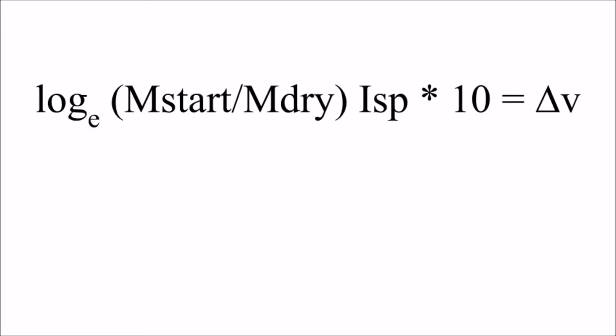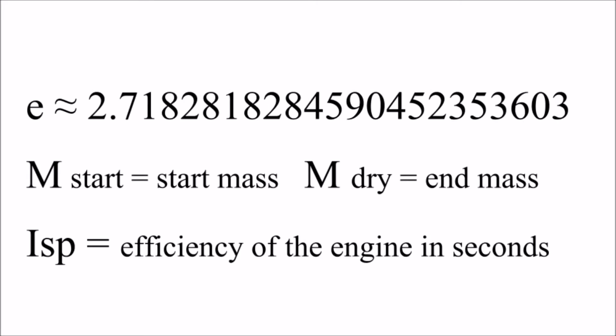Okay, now I'm going to show you the equation. Prepare yourself as it's rather long, but I will walk you through it. Here we go. Log base e of start mass divided by the dry mass, multiplied by ISP, multiplied by 10 equals delta V. Firstly, you may have noticed that where the base would be is the letter e. e isn't a variable. It represents a number, the same way pi represents 3.14. e is also irrational like pi, but it's about 2.7.